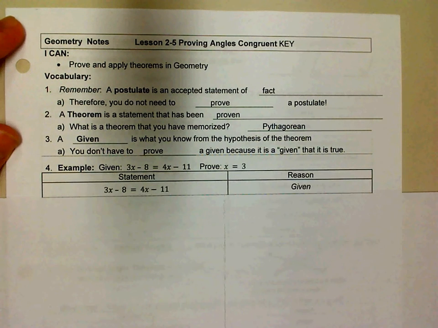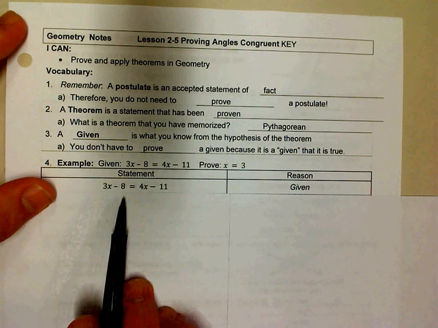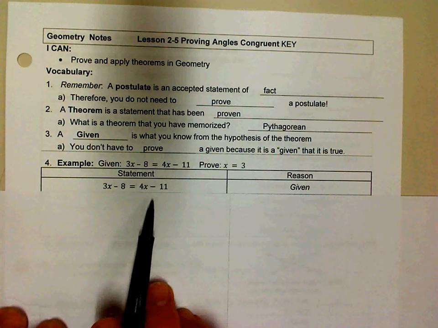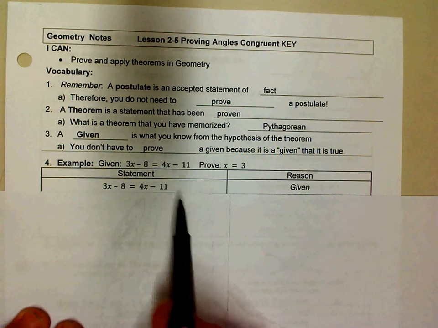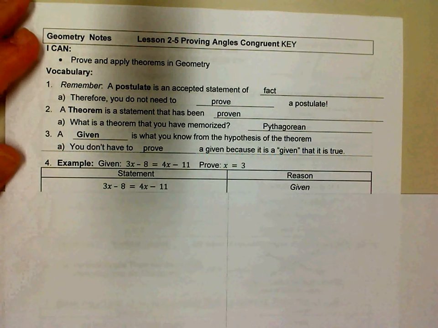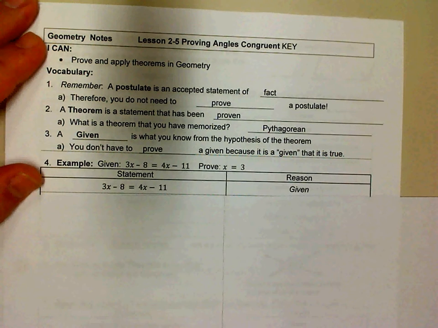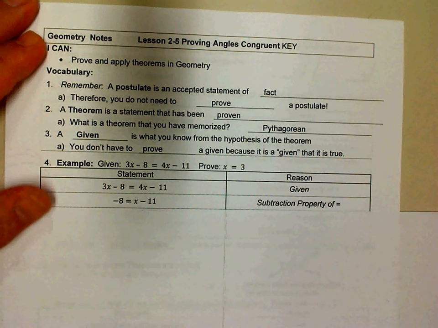The first statement in our proof will be that 3x minus 8 equals 4x minus 11. That is the given. So the reason we know that this is true is because it was given to us. That may appear pretty obvious, but that's what we're going to use for our given, even though it's very obvious it was given to us.